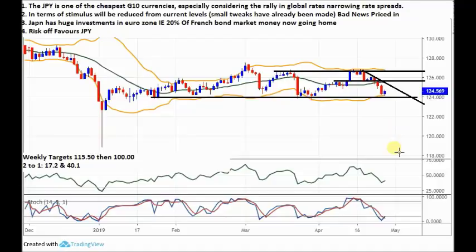Okay, so yeah, if you're selling the rally, obviously you need to be there. If you're selling the break, you need to be behind here. 125.80 would do it in my view.